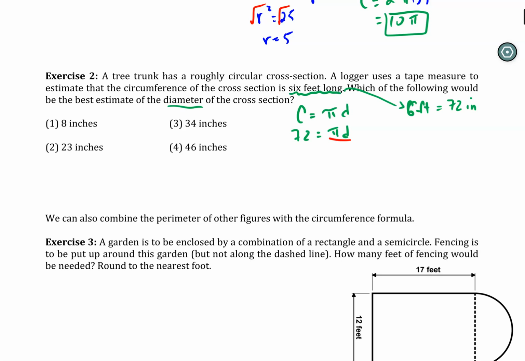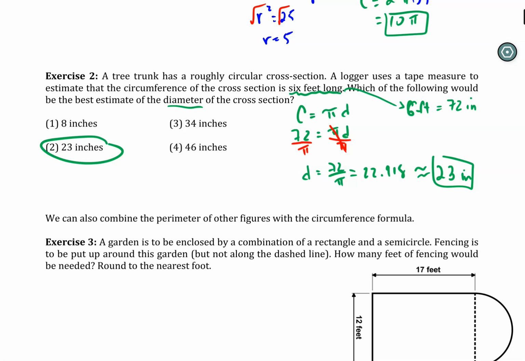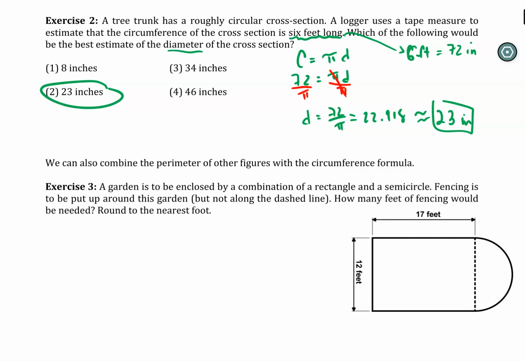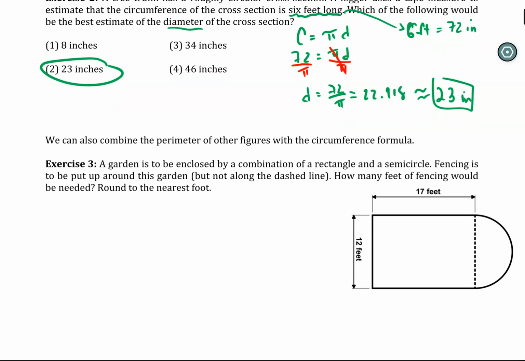To get the diameter, we're going to get rid of the pi part. I'm going to divide by pi. So diameter is going to equal 72 divided by pi. In this case, I do want an approximate answer, so we're going to plug that into our calculator and get 22.918 and so on. So that's approximately 23 inches, which is choice number 2. That was kind of a work backwards question. When they give us the circumference, we have to find the parts.